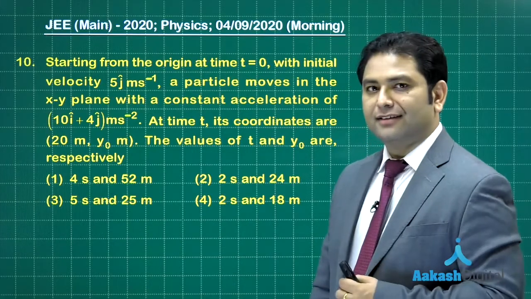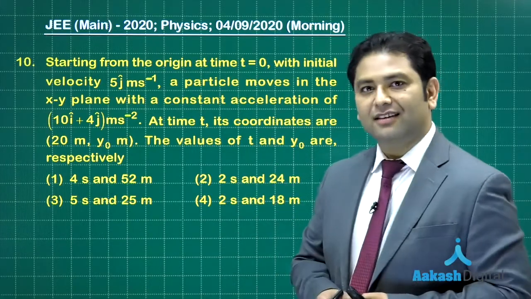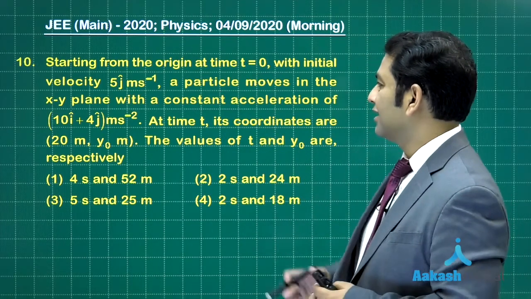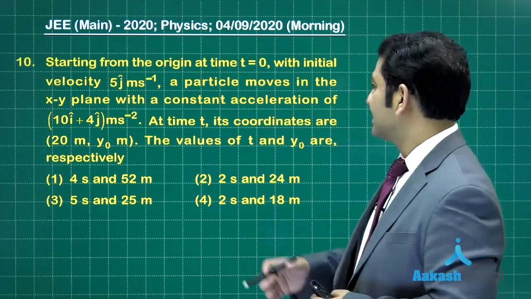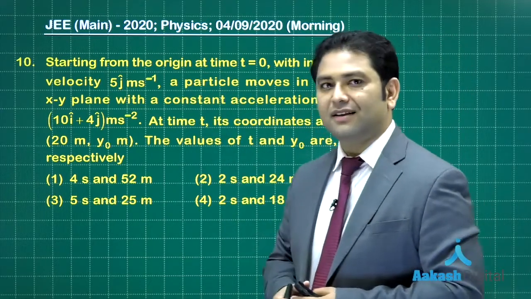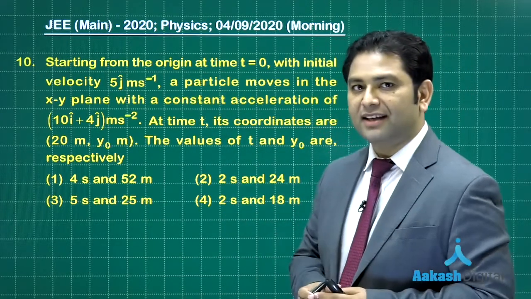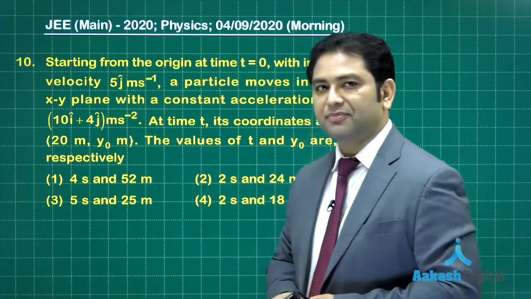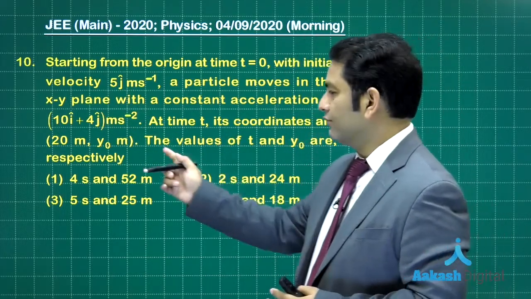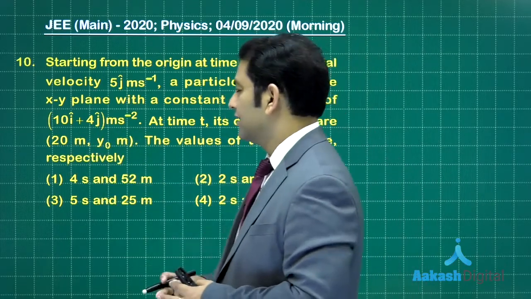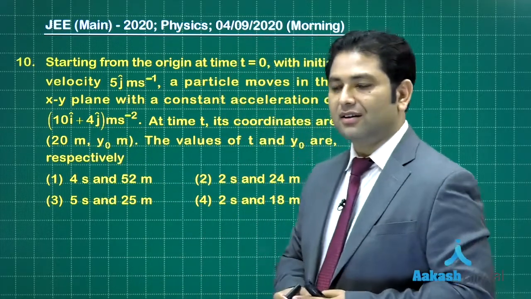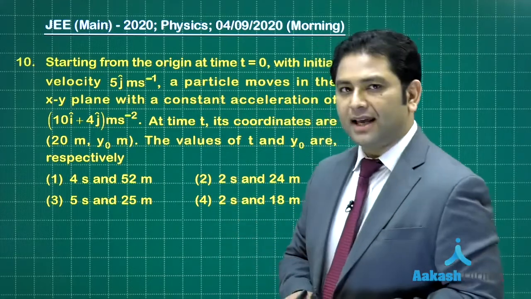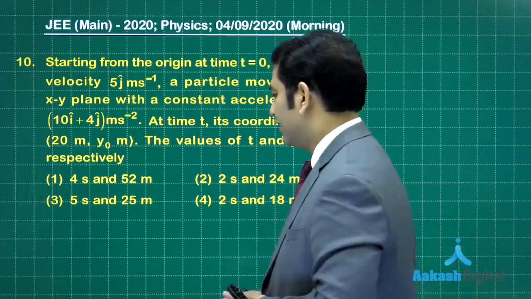Question number 10, that's from motion in a plane, kinematics. All right, let's see what it says. A particle which is at origin starts with an initial velocity 5 meters per second along y, and it's also subjected to an acceleration this much. After a certain time, when it reaches this coordinate 20, y naught, we need to calculate the value of that time and the corresponding value of y naught.